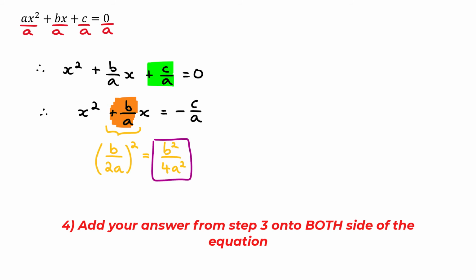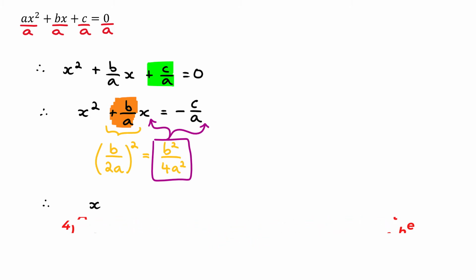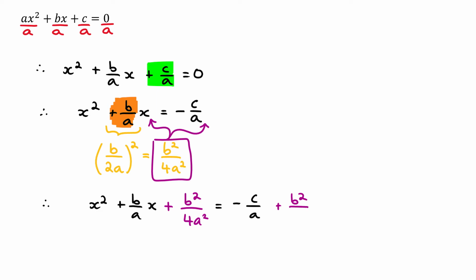The next step then, step number 4, is to take this value that we just worked out and to add it on to the left-hand side and to the right-hand side. Because what we do to one side, we've got to do to the other. That'll leave us with x squared plus b over a x plus b squared over 4a squared. And that's all going to be equal to negative c over a plus the b squared over the 4a squared, like so.